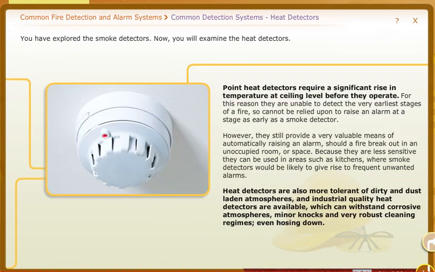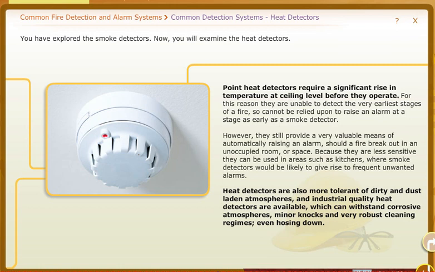You have explored the smoke detectors. Now, you will examine the heat detectors. Point heat detectors require a significant rise in temperature at ceiling level before they operate. For this reason, they are unable to detect the very earliest stages of a fire, so cannot be relied upon to raise an alarm at a stage as early as a smoke detector.